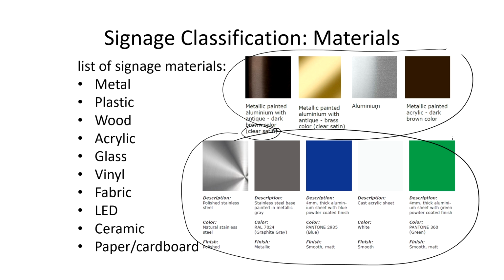In some places we have used aluminum, and in some places we have used a combination of metallic painted acrylic in dark brown color or even in grey color. So these two are most of the signage materials which were used on the front of the house project.